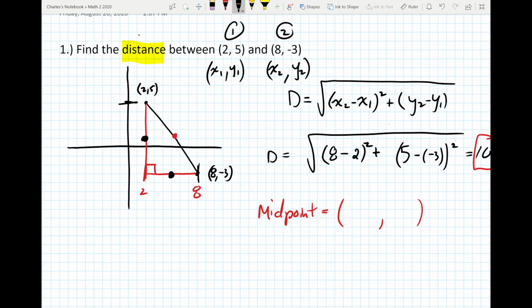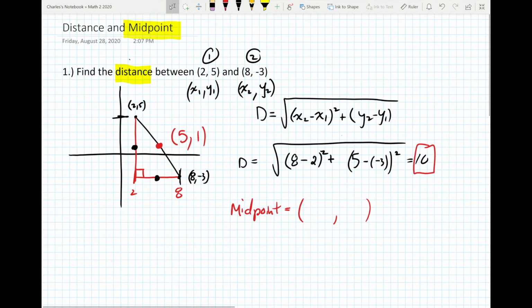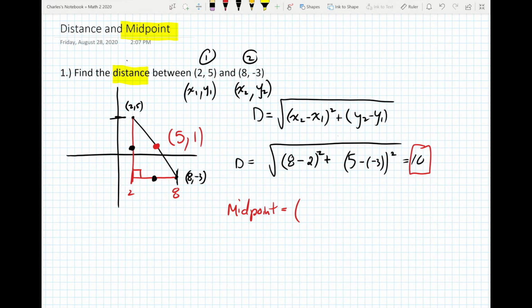And now my midpoint is going to be the point where I go to these two coordinates. And what is that coordinate? That's going to be halfway between 2 and 8 on the x-axis, which is 5. And it's going to be halfway between 5 and negative 3 on the y-axis, which is 1. And the formula for midpoint is x1 plus x2 divided by 2, comma, y1 plus y2 divided by 2.